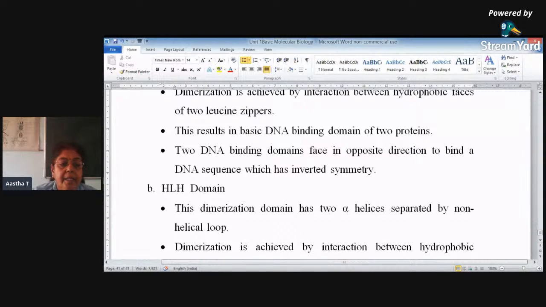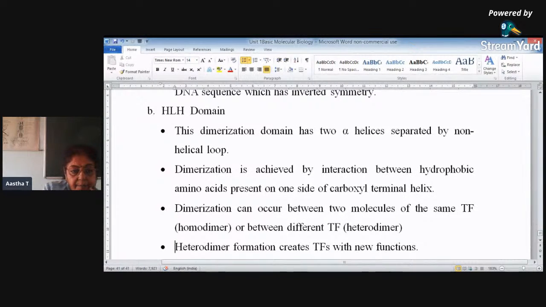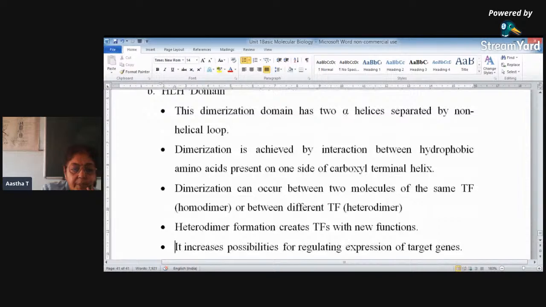The next type of dimerization domain is the HLH dimerization domain. It has 2 alpha helices separated by a non-helical loop. Dimerization is achieved by interaction between the hydrophobic amino acids present on one side of the carboxy terminal end. Dimerization occurs between 2 molecules of the same transcription factor, homodimer, or between different transcription factors, heterodimers. Heterodimer formation creates transcription factors with new functions.